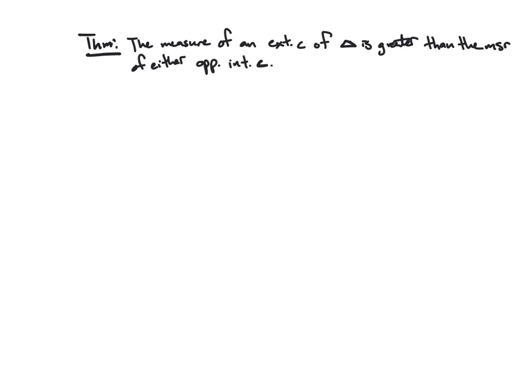Okay, and this is actually true in what we call neutral geometry. We don't need the Euclidean parallel postulate in order for this to be true. So this actually holds in hyperbolic geometry. So the way Euclid proved this is he said, well, let's take triangle ABC.